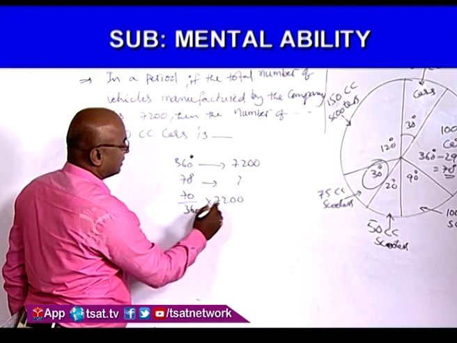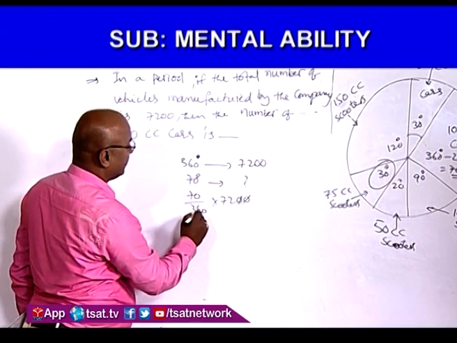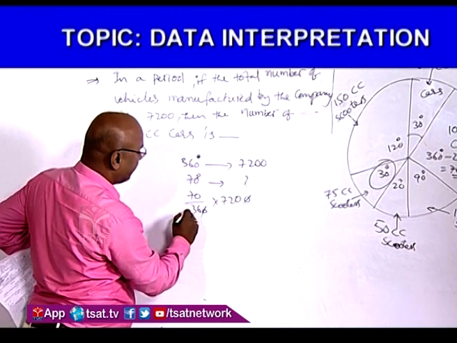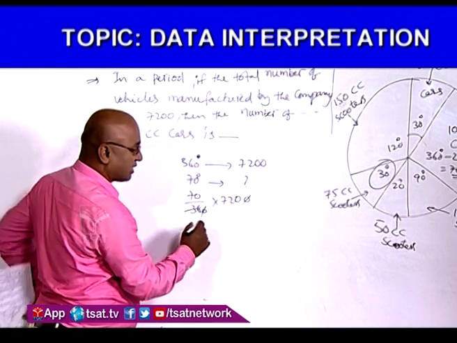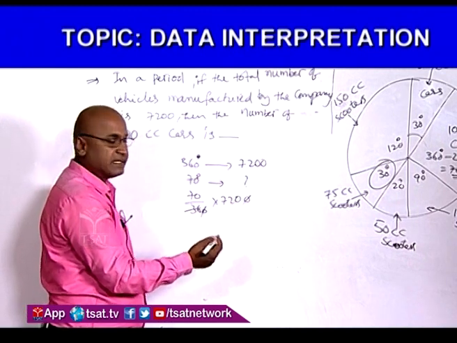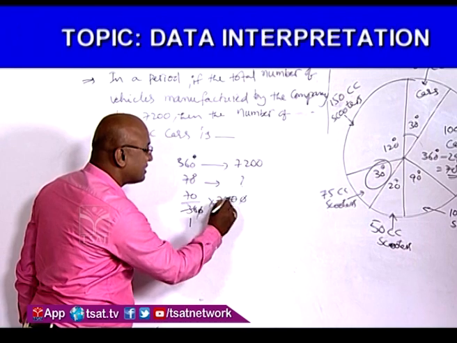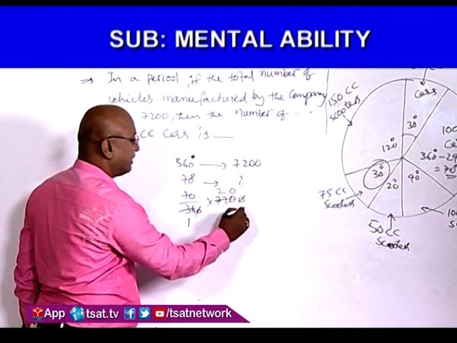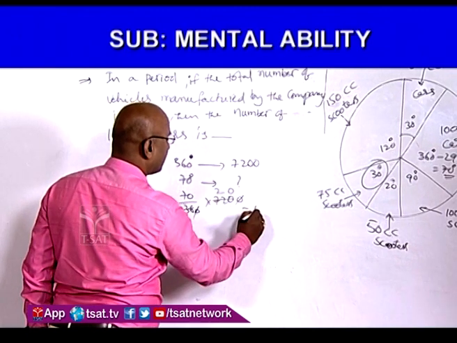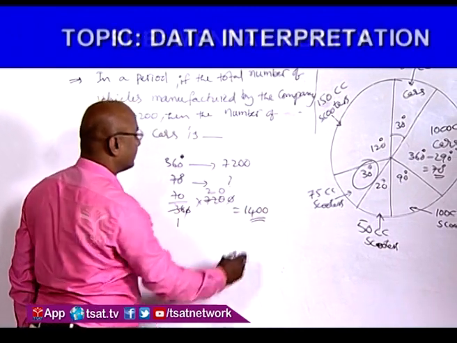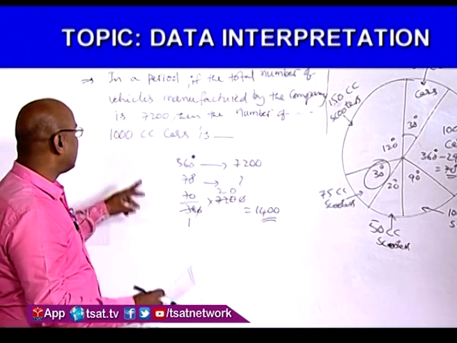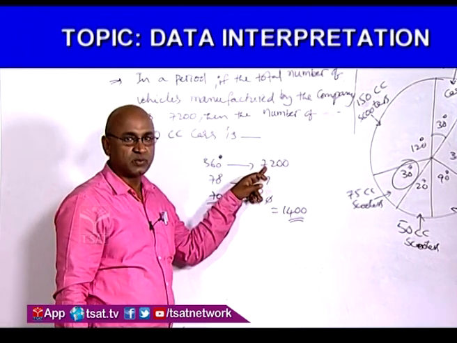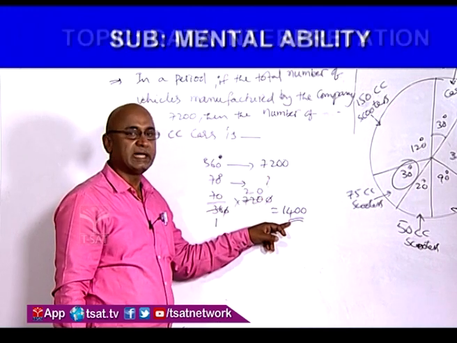Now this 0 and this 0 will get cancelled, and 12 threes are 36. We can also cancel directly: 36 ones, 36 twos are 72. So 1 0 is there. 70 into 20, that is equal to 7 twos are 14, 2 zeros are there. Now the total number of 1000cc cars among the total production of 7200 is 1400.